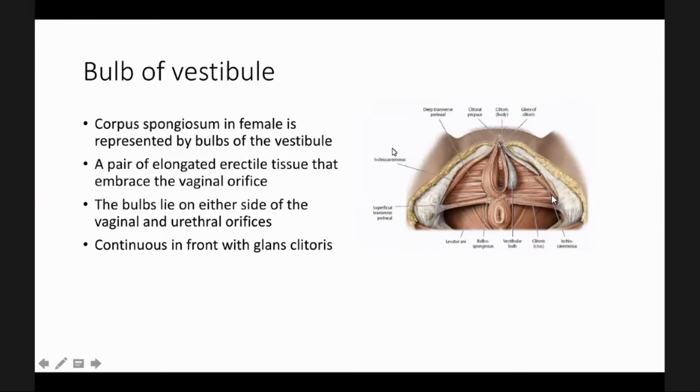Now, see the difference between the male and female. There are three structures present together within the male penis. Whereas in the female, the clitoris will have just the corpora cavernosa, whereas corpus spongiosum is not attached with the clitoris. It is attached separately, as the bulb on either side. Bulb of the vestibule is the corpus spongiosum in female.